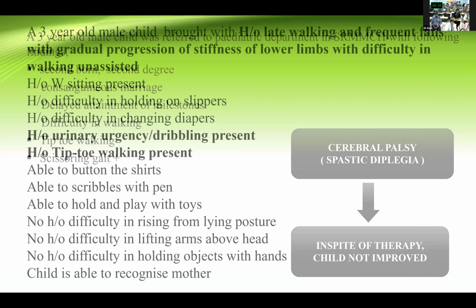So with this progressive history of bilateral lower limb spasticity, having positive family history and no significant perinatal history, neurodegenerative disorders of inherited origin were kept in mind. All routine investigations and MRI brain with MRI whole spine were also normal.